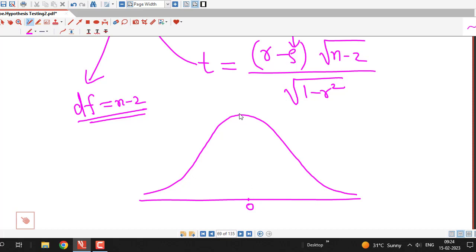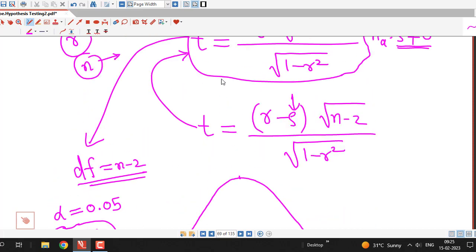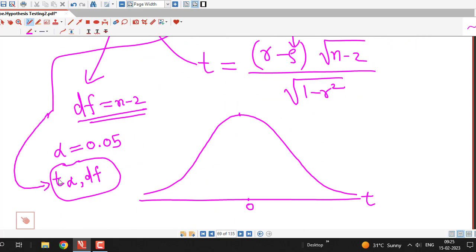So the graph of the t distribution is also a symmetric bell-shaped curve, and we consider values of t on the horizontal axis. To find the critical values, we will require the level of significance. If it is not given, then we will consider alpha equal to 0.05. With alpha level of significance and the given degrees of freedom, we will find the critical value of the t distribution, and then we will compare the calculated value of the test statistic and the critical value.